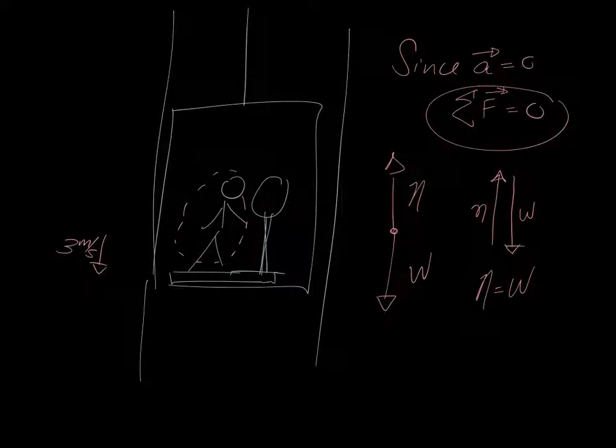By N1, the net force has to be 0, and therefore the normal and the weight are equal in magnitude. And yeah, that's a classic elevator problem.